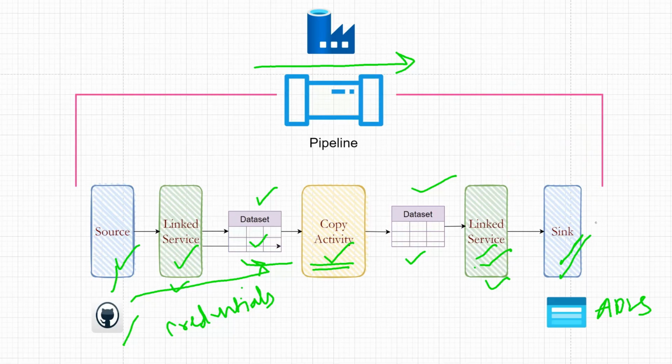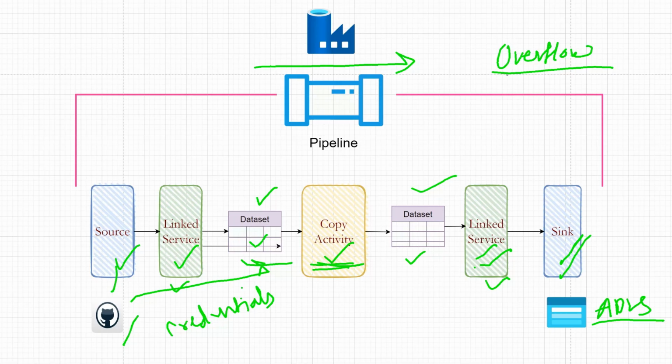And the sink, it's quite obvious, is the final destination where the data will get stored after this copy activity. In our case, it's the folder which we have created for the bronze layer in Azure Data Lake Storage. So this is the overview of the Azure Data Factory activity which we are going to perform. Now let's see how we can implement this copy activity in our Azure Data Factory.